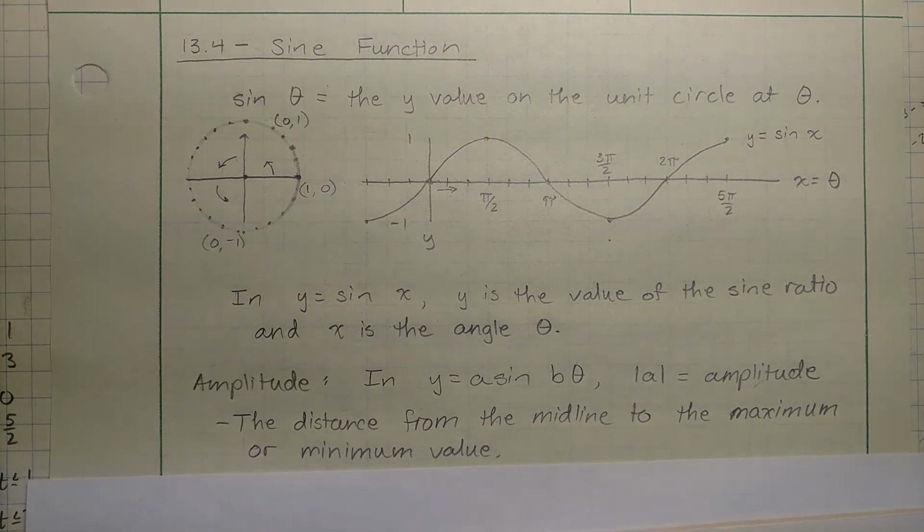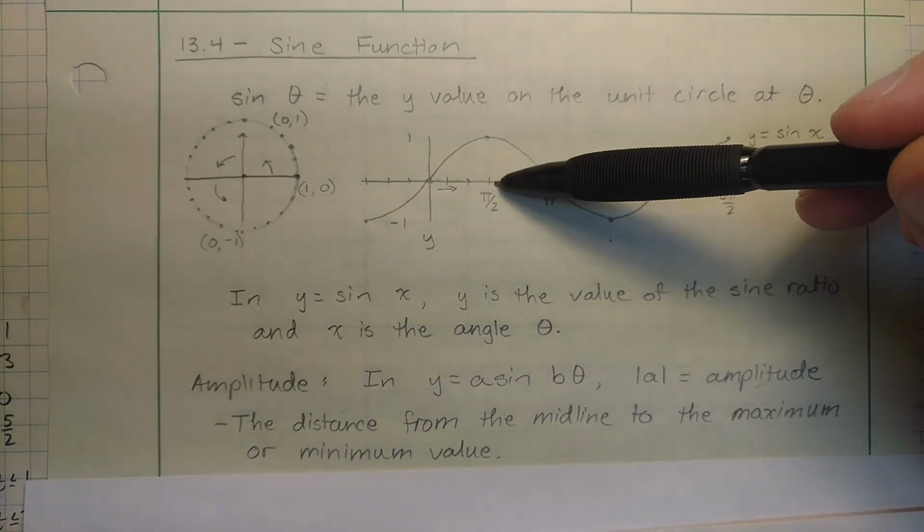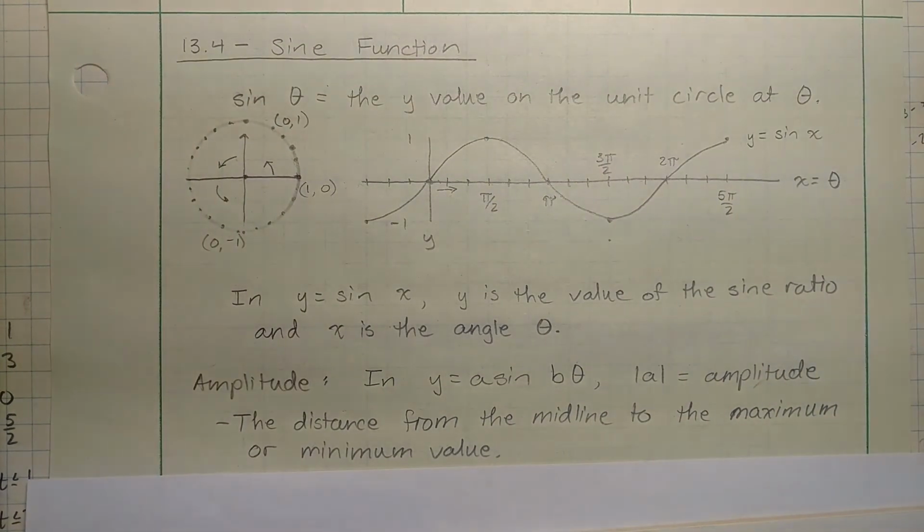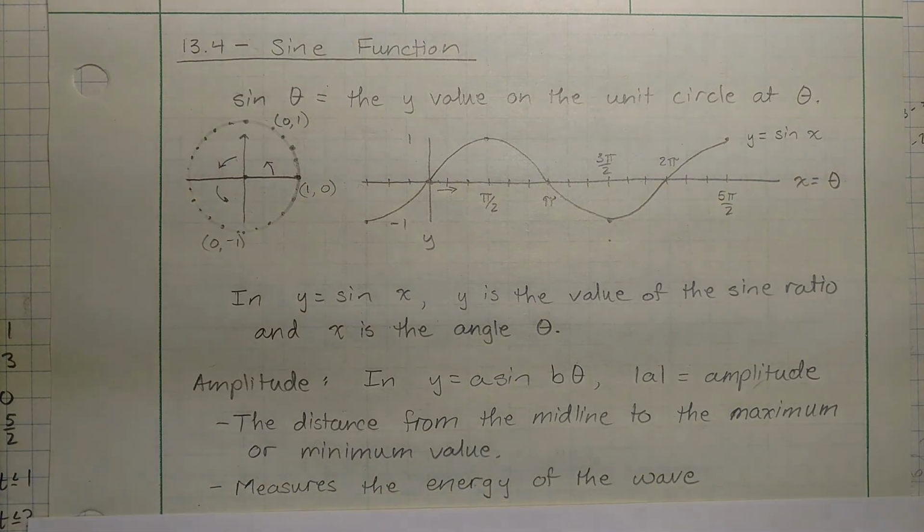The amplitude, the number, means the distance from the midline to the maximum or minimum value. So if my amplitude is 2, then I will be 2 from the midline, which in this case would be the x-axis, up to my max or down to my min. So that's my amplitude. It measures what we call the energy of the wave. The bigger the amplitude, the more energy the wave has.